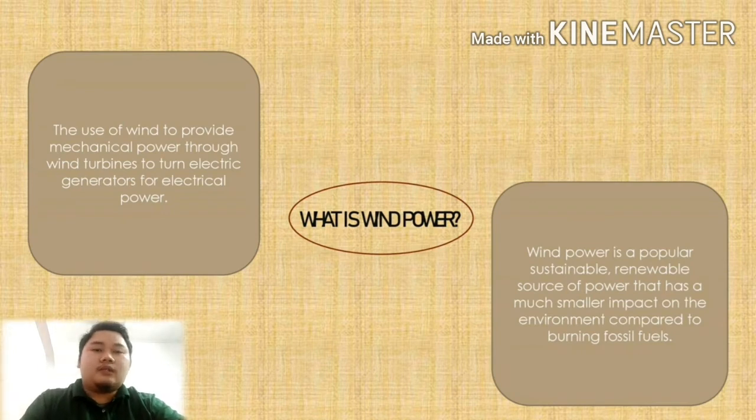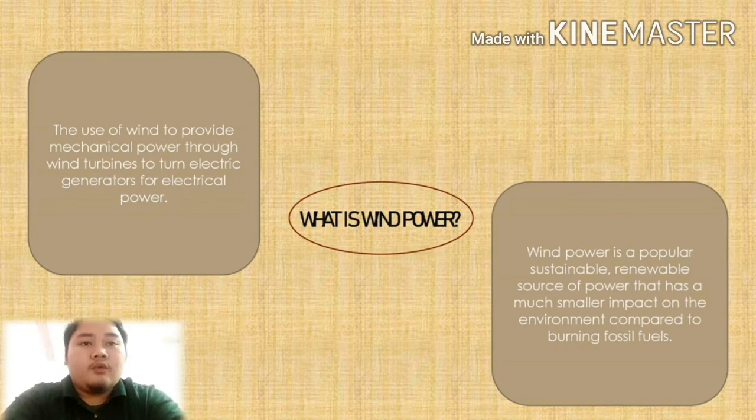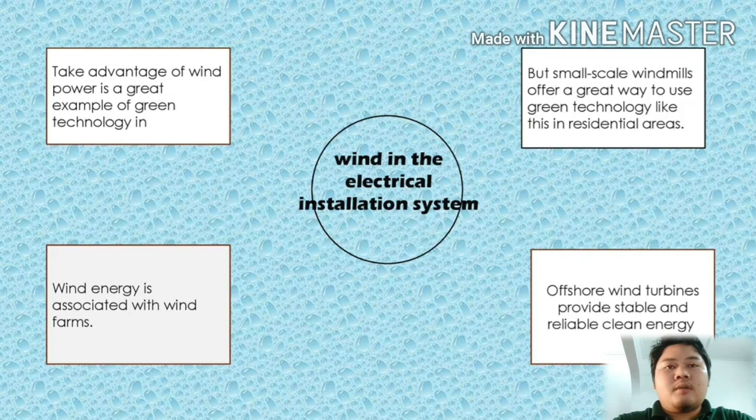What is wind power? The use of the wind to provide mechanical power through the wind turbine to turn an electric generator for electrical power. Wind power is a popular source of power that has a much smaller impact on the environment compared to burning fossil fuels. Next, we will talk about the wind in electrical installation system.